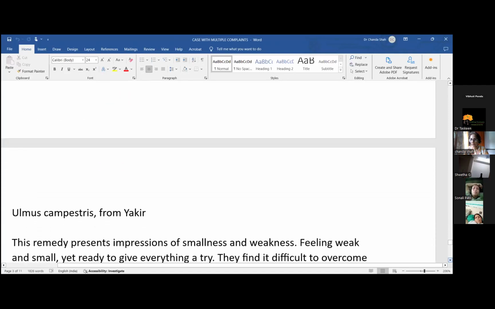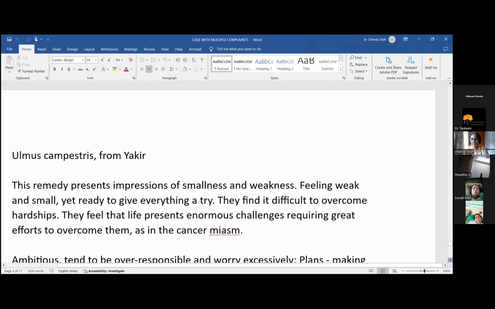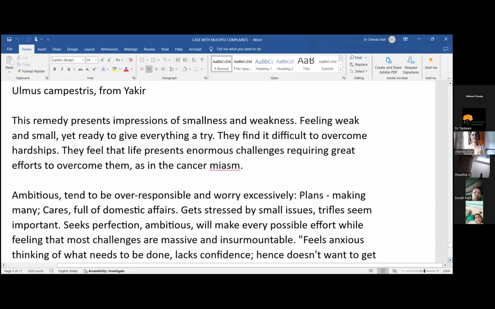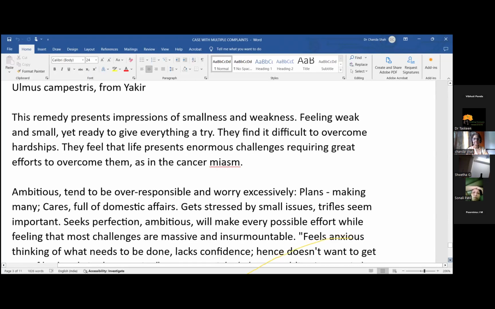So let me tell you a little bit about this remedy, from Yakir. It gives the impression of smallness and weakness, feeling weak and small, yet ready to give everything a try. Like he's getting stressed, but still he wants to go work more, right? They find it difficult to overcome hardships. They feel that life presents enormous challenges requiring great efforts to overcome them, as in the cancer miasm. So this fits him properly.